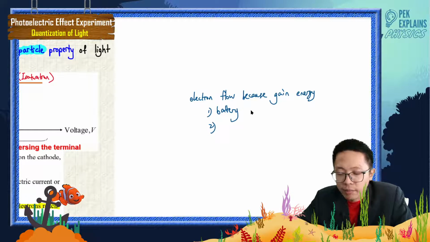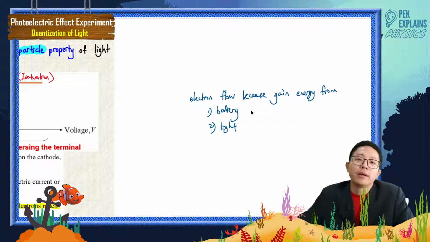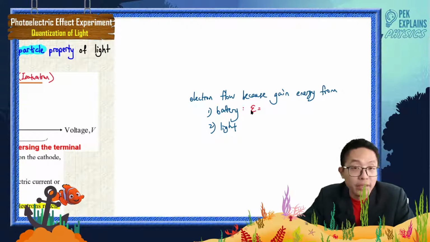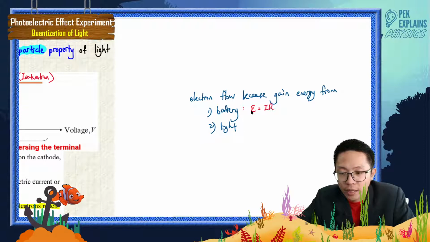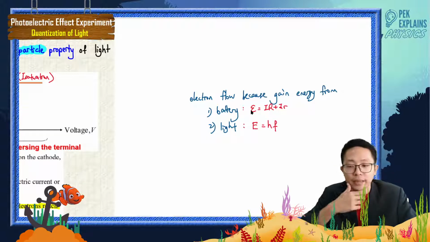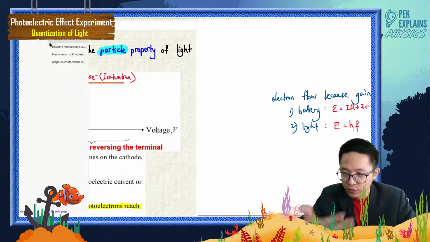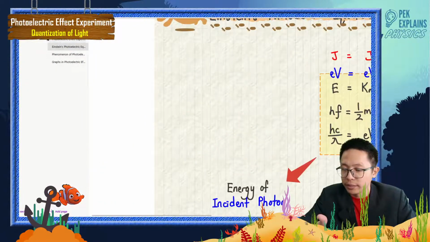Another is it gain energy from light. Yeah, because for battery we have EMF equal to IR plus IR, isn't it? It gives energy. For light, it has the energy equal to HF. The light gives the energy. So look at further on this one.